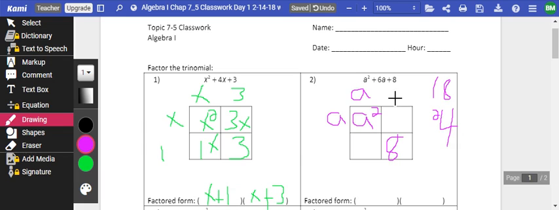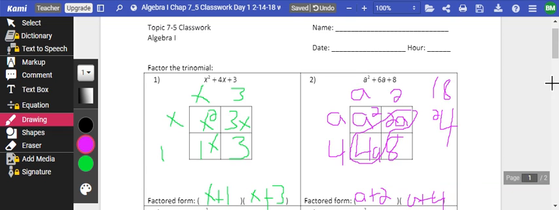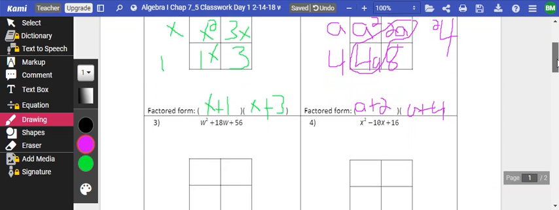So I know we've got to have a 2 here to give us 2a. And we've got to have a 4 here to give us 4a. And then remember, we would add those numbers kind of sideways like this. And that gives us 6. And 2 times 4 does give us 8. So we can have a plus 2 and a plus 4. And that would be all set. So let's look at some more.